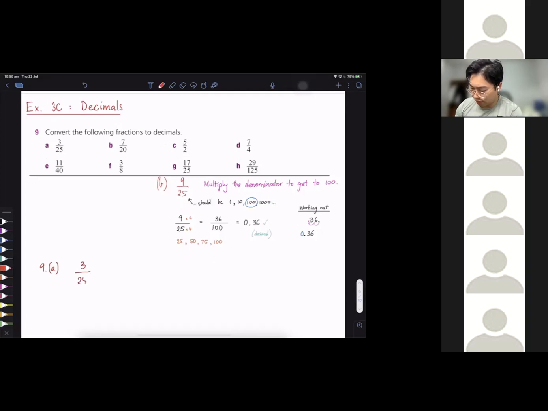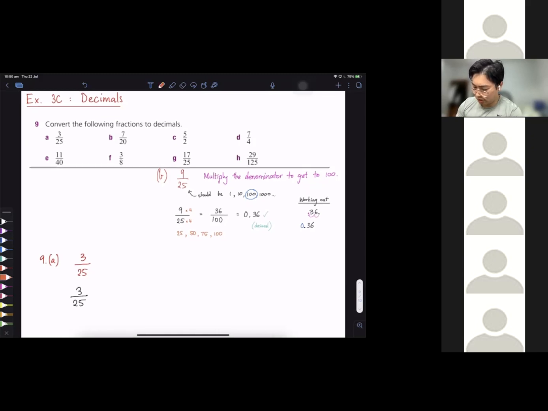So we've got 3 over 25. What can we do to the 25 to get it to 100? Times it by 4. Yeah, so notice in this example, we multiplied the 25 by 4. So let's do the same here. Multiply by 4. What we do to the bottom, we do to the top. And we can figure out what that value is: 12 over 100. 3 times 4 is 12. 25 times 4 is 100.